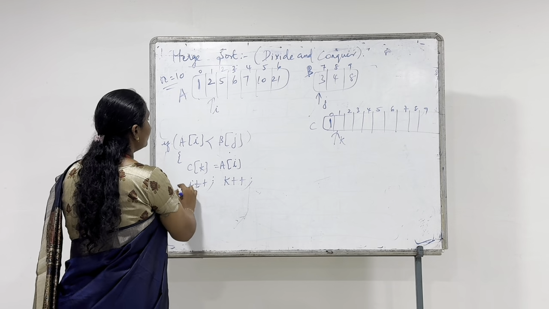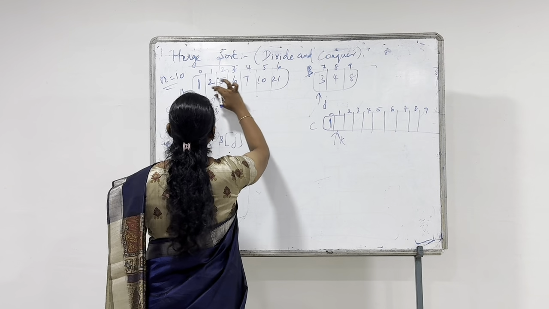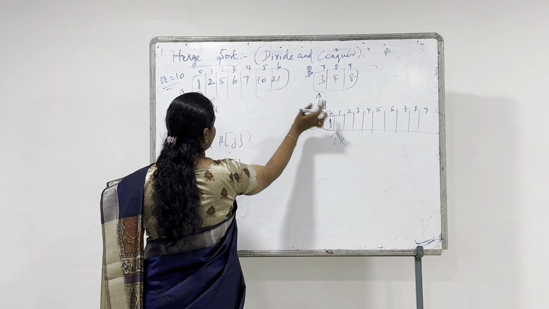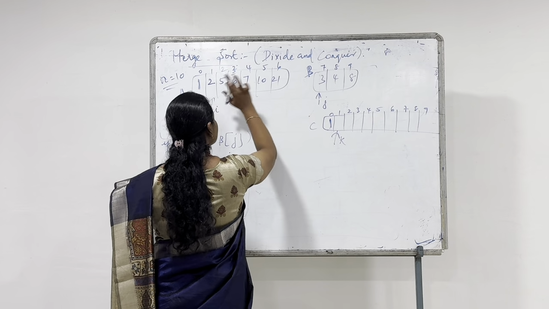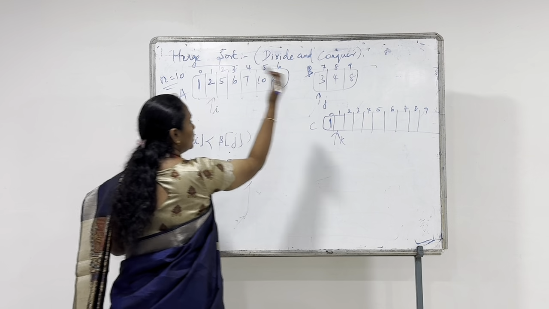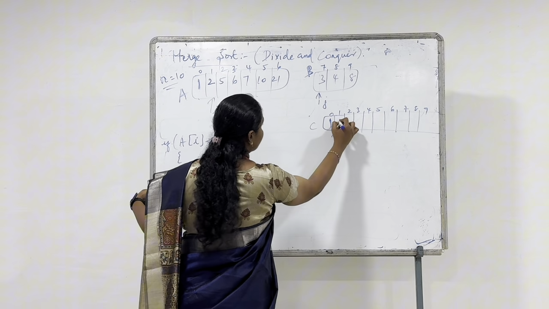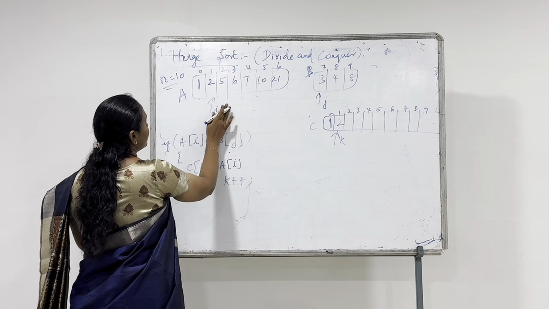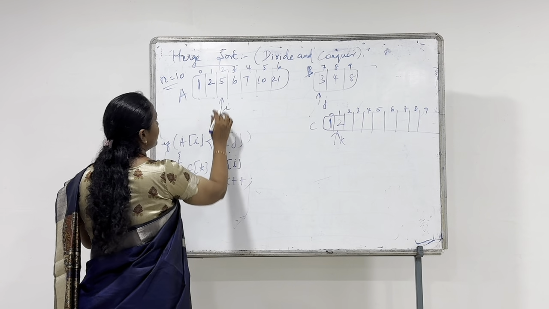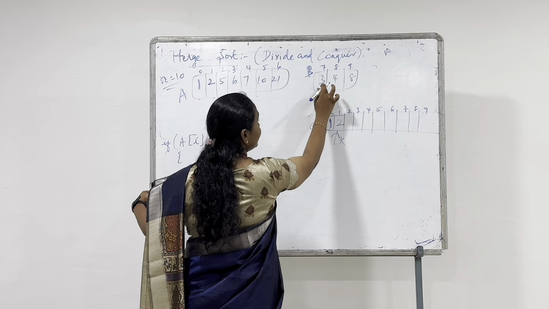Now compare A of I and B of J. This is 2 and this is 3. Again this has the lesser value, so copy this 2, move it here, and then increment this I. Now compare 5 and 3. 3 has the lesser value.